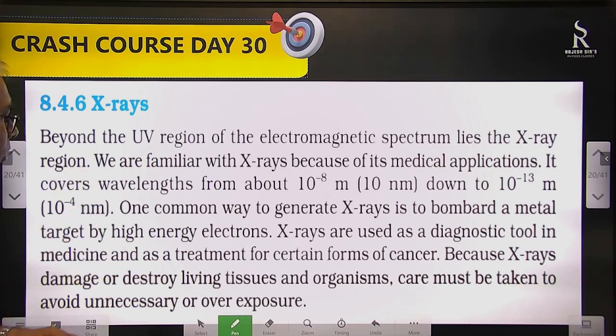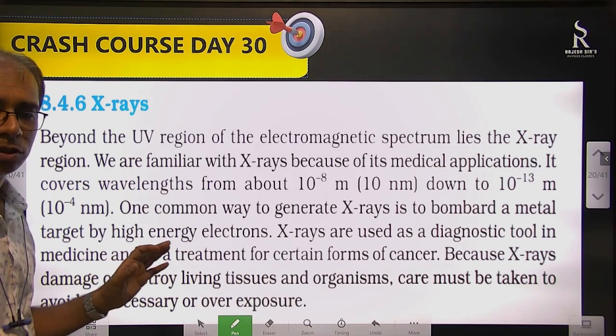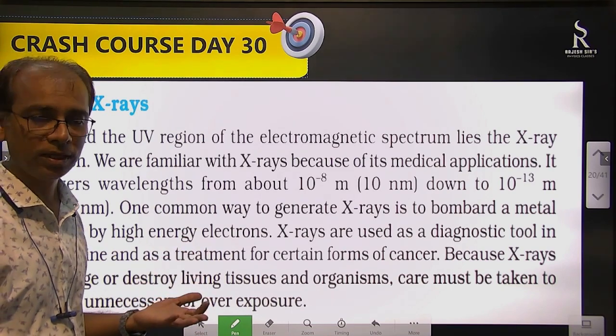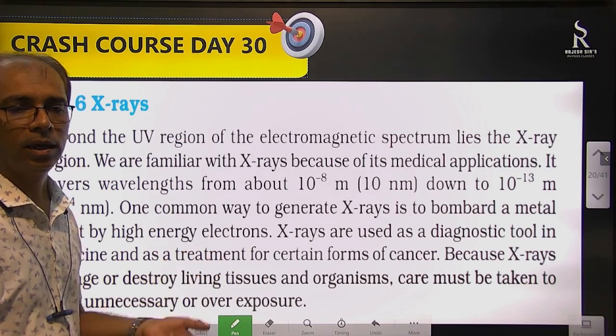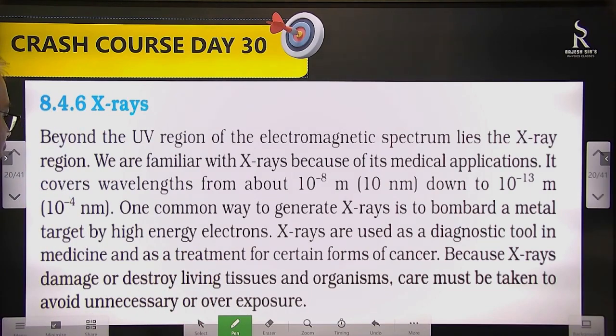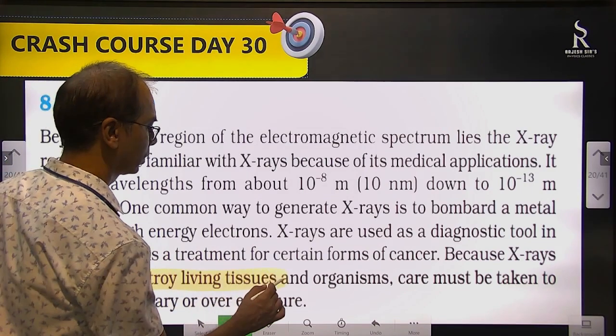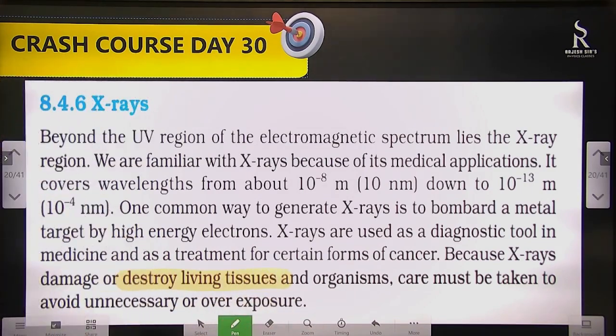It is dangerous for us actually. We should not be exposed too much to X-rays, because they can pass through our flesh. They can create harmful effects on us. They can destroy living tissues. And it is used for medical purposes. That's all, it's enough.